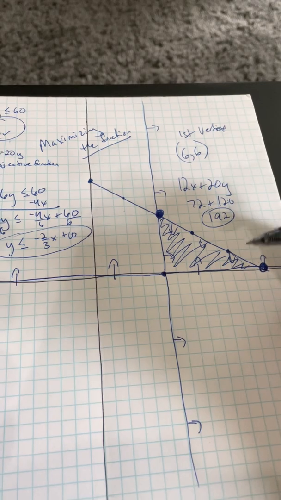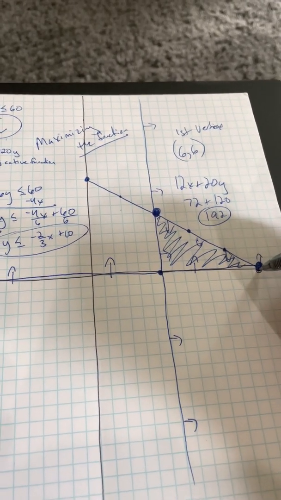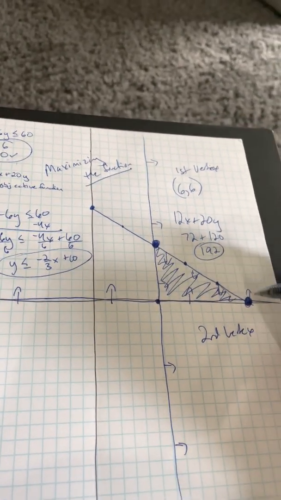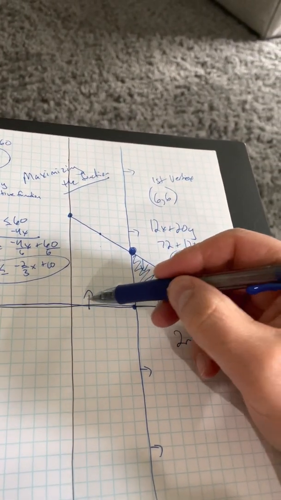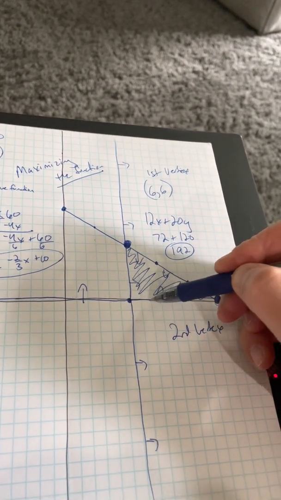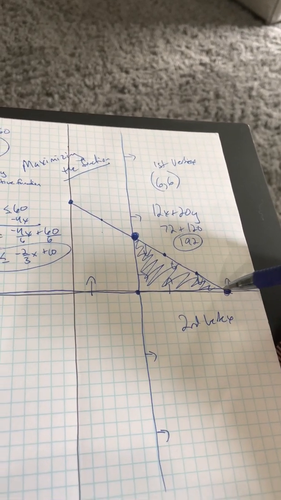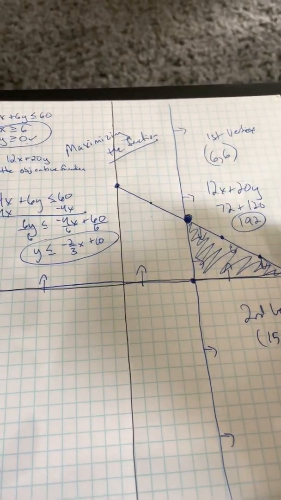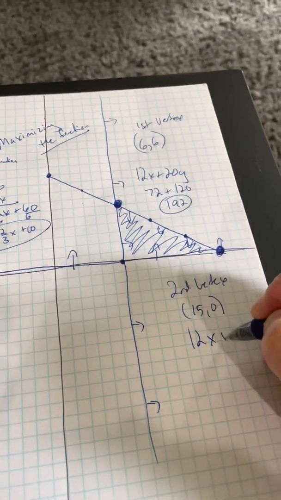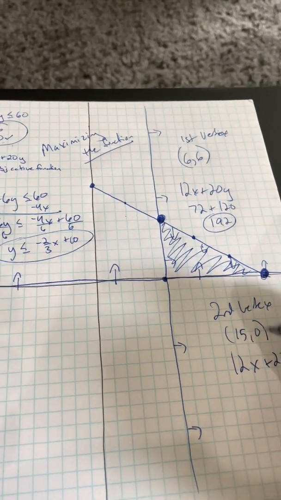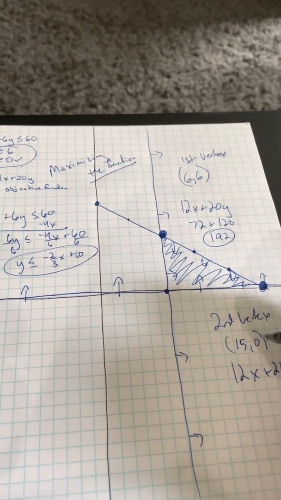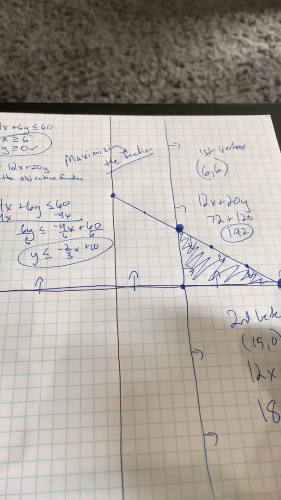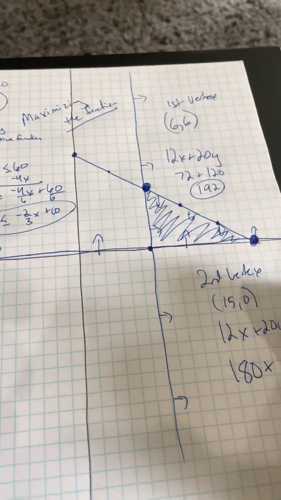But let's go ahead and see what the other vertice, our second vertice, gives us. Now our second vertex is the point 15, 0. All right, well, let's go back to our objective function, 12x plus 20y. 12 times 15, well, 10 times 15 is 150, and 2 times 15 is 30. So that's 180. Plus, in this case, this is 0.